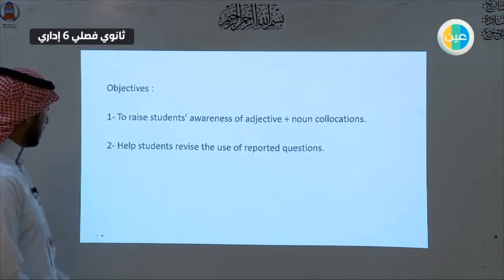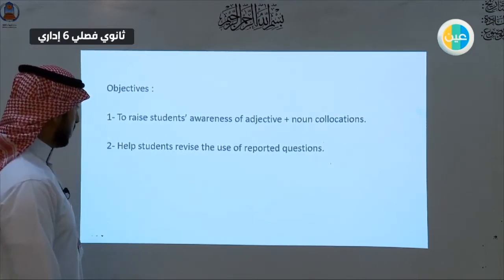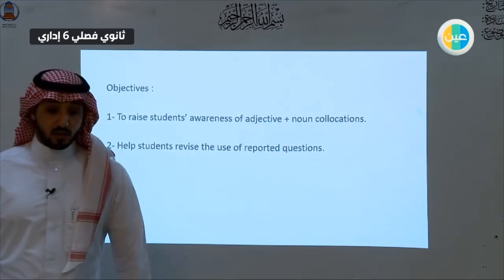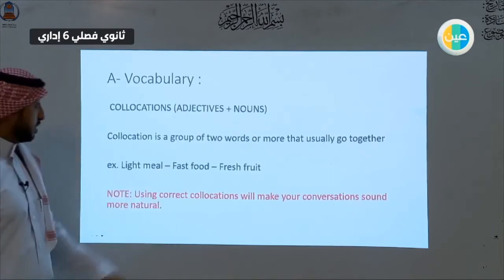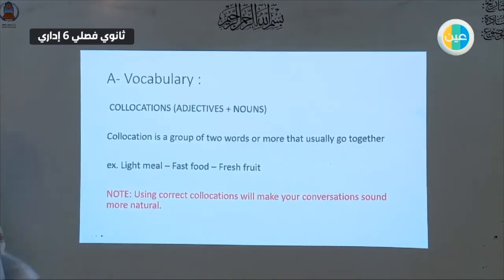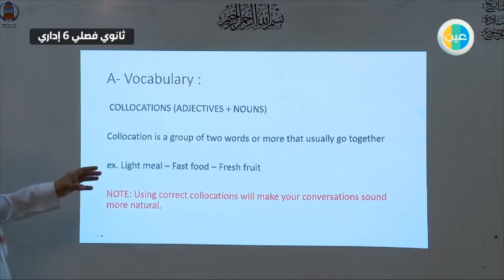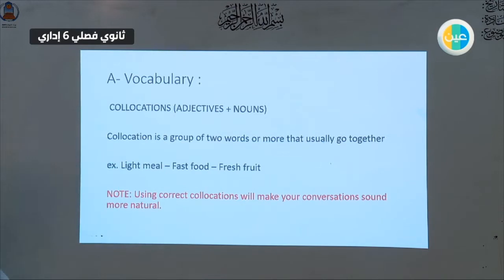The second objective for today is to help students revise the use of reported questions. In the previous lesson, we also discussed reported questions, so today we will do some revision on it. The first part is vocabulary: collocations, adjectives plus nouns. Collocation means a group of two or more words that usually go together.